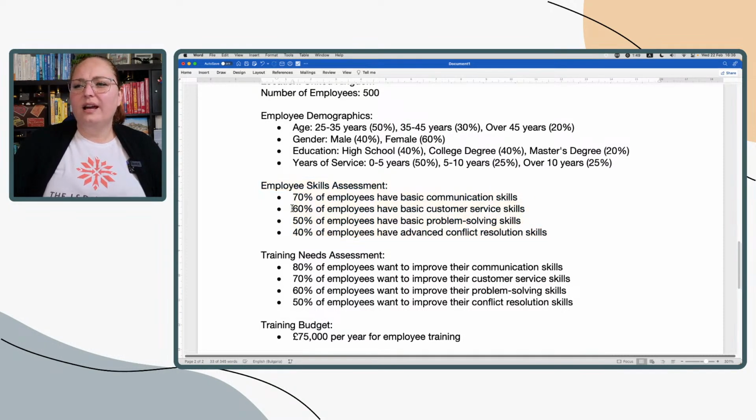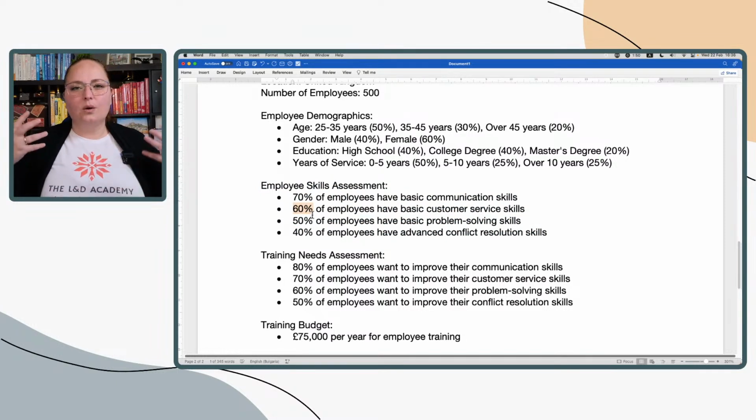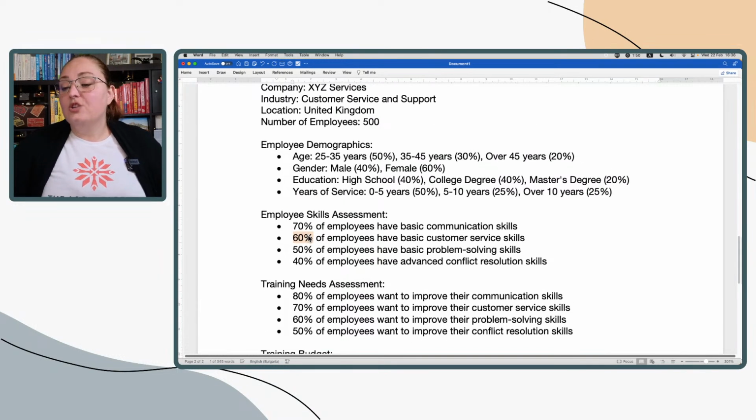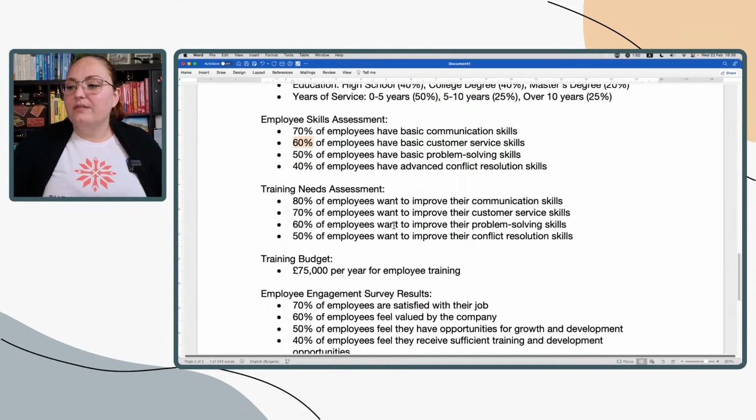I would have liked to see maybe a slightly higher percentage here for basic customer service, because if that's the core function of the organization, then definitely you want it to be not just basic, right? Training needs assessment: 80% of employees want to improve their communication skills, 70% want to improve their customer service skills, 60% want to improve their problem solving, and 50% want to improve their conflict resolution skills. So we're kind of sticking with these 4 skills.